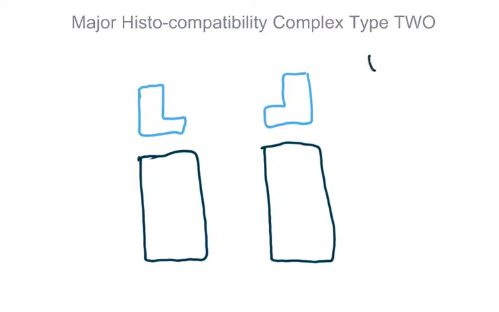Alright guys, welcome back to Underground Science, and in this video we'll be looking at the basic overview and the basic structure of a MHC-II complex, also known as the Major Histocompatibility Complex Type 2. Alright, so let's go and get started.